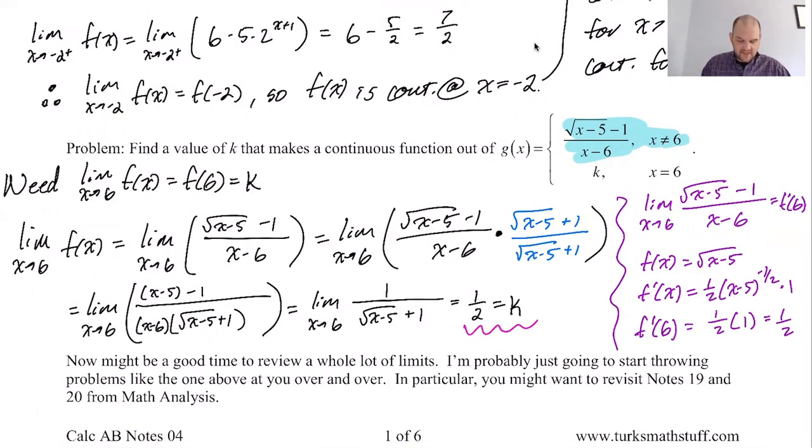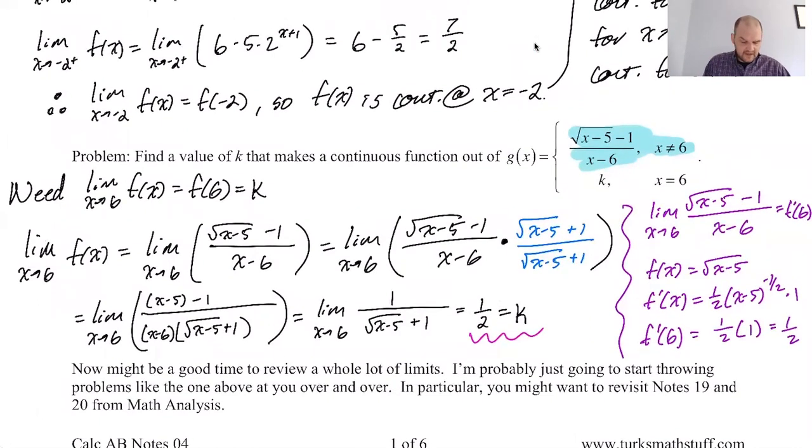We started off by saying, what do we need to be true? Well, we needed all of this to be true. And then we set out to find the limit because that's the challenging part. Once we find it, we say k is this.